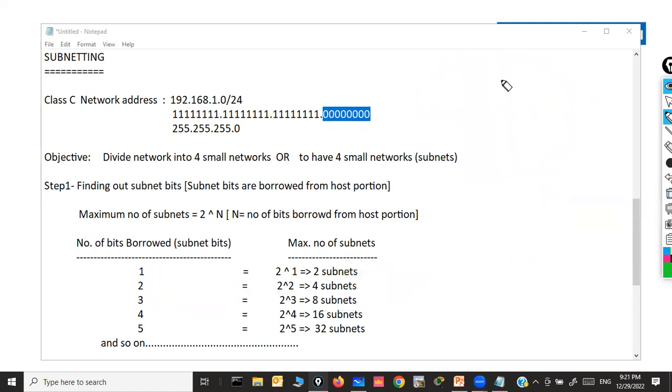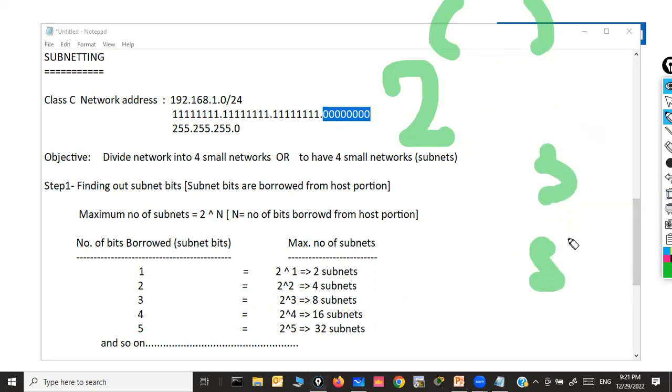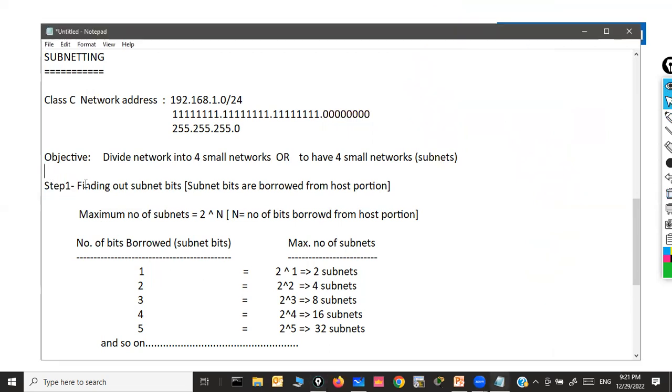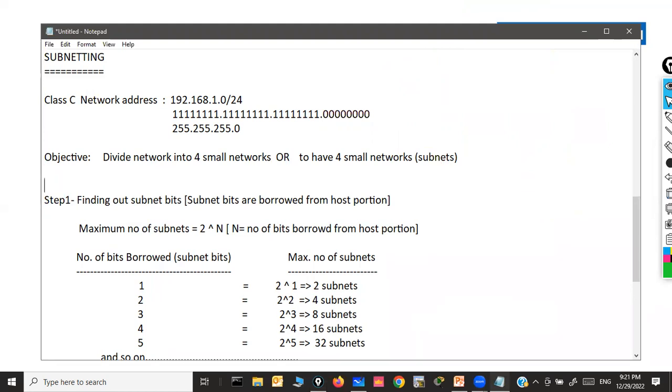Exact figure, no. It's all in binary, 2 raised to the power. So you understand, you can never have 3 subnets, 5 subnets, 7 and 9 and all that. No way. So this is the first step. First step is finding out subnet bits.